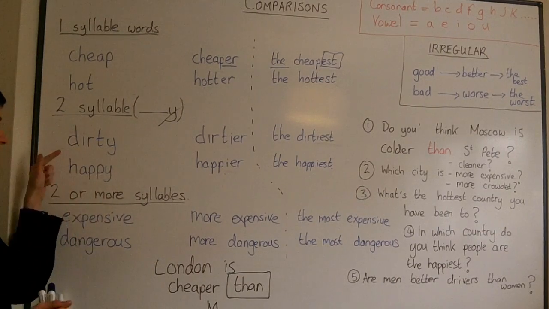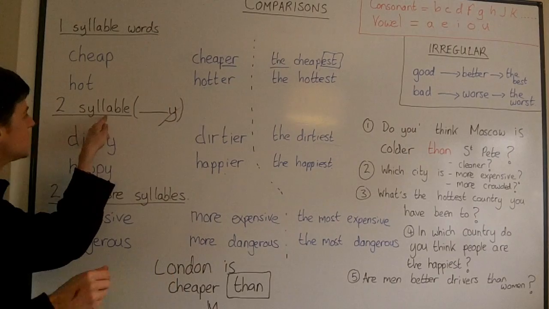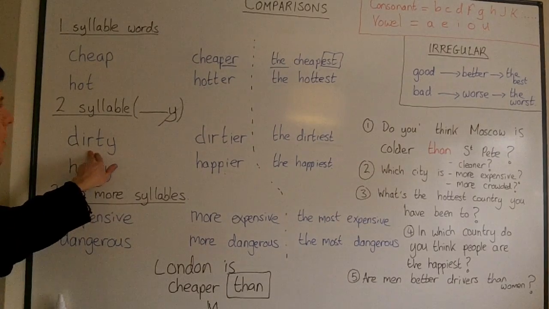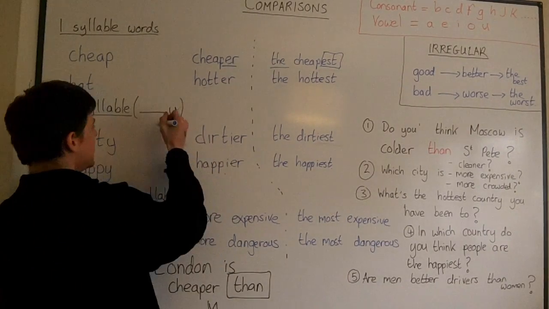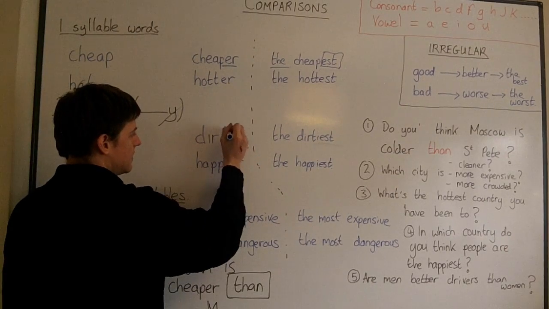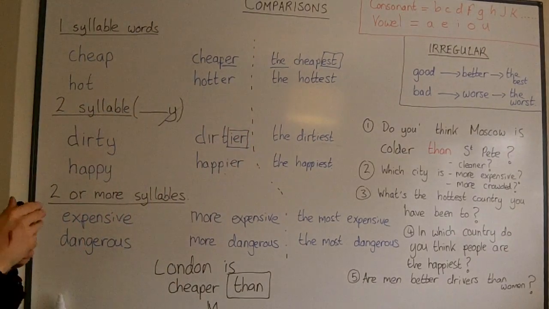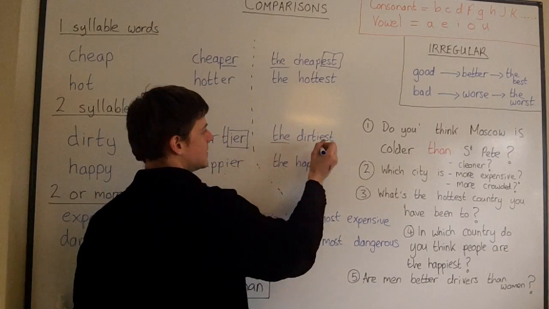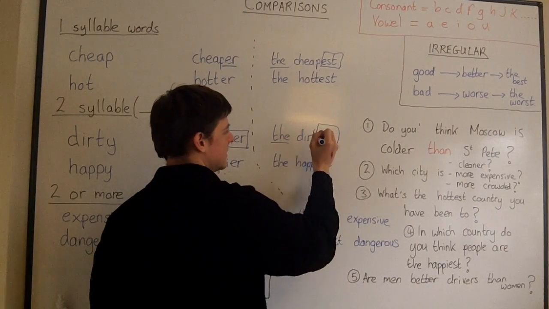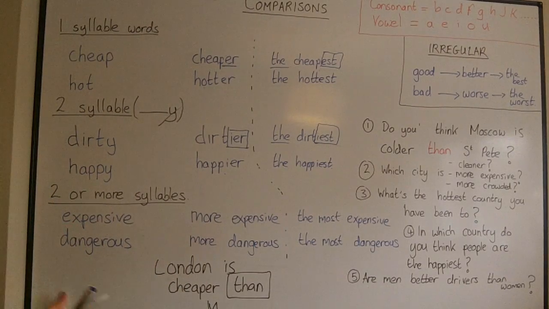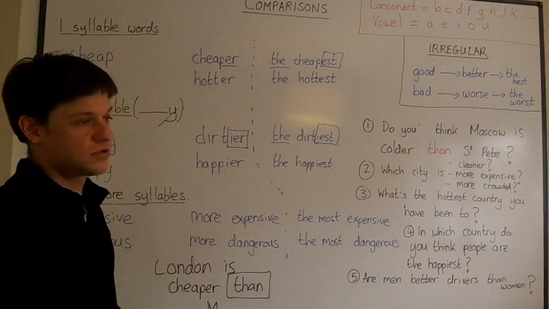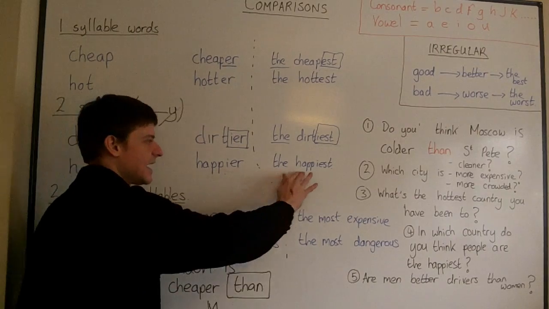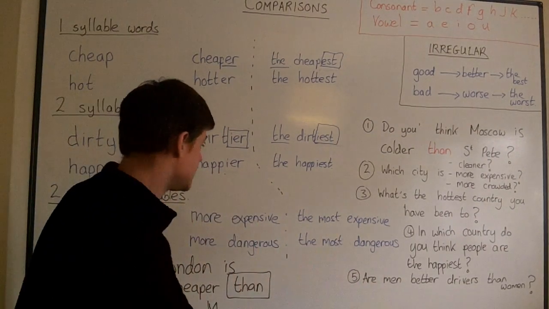If we take two syllable words, two syllable means two sounds, but two syllable that end in y, dirty, funny, happy. What we need to do is take off that y and add ier to make it грязнее. And if you want to say самый грязный, you need to add the and then add iest. Okay, the dirtiest. So maybe the dirtiest city in the world. I don't know. What do you think it is? Okay. Same for happier, the happiest, funny, funnier, the funniest.